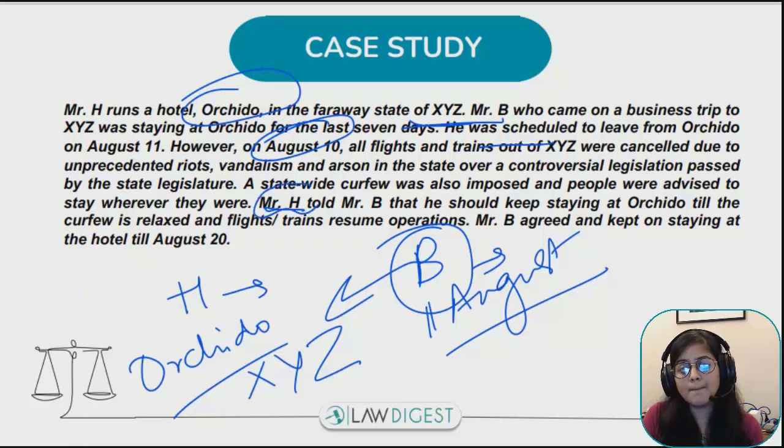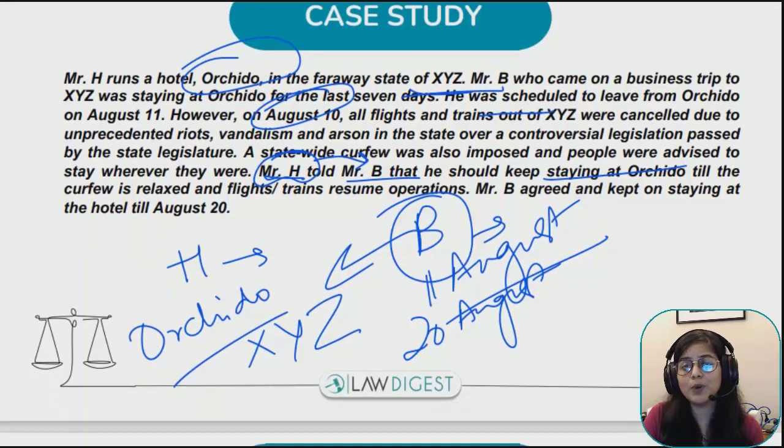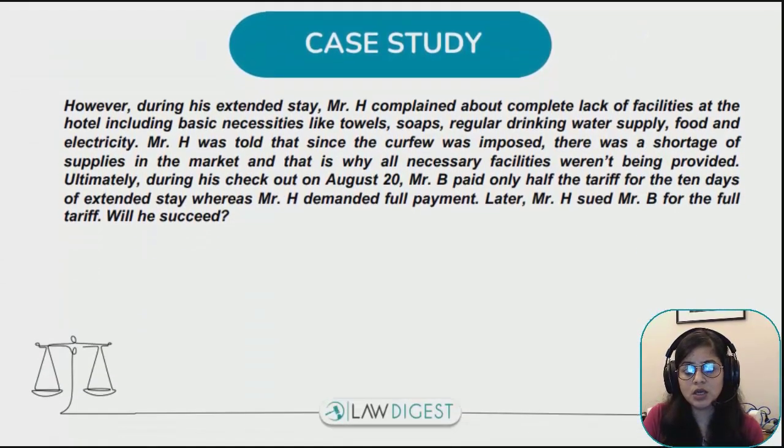So what Mr. H does is he goes to Mr. B and tells him that since curfew is in operation, he should be staying at Orchido till the date the curfew is relaxed and the trains resume. And B also agreed that okay, he will stay, and he stayed there till 20th of August. He was scheduled to leave on 11th, but he had to stay till the 20th because of the curfew situation.